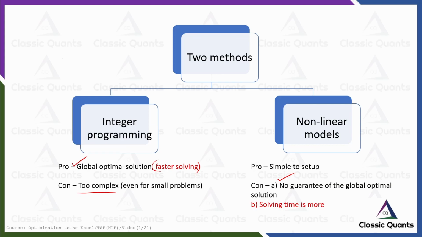But in this case, the reverse is true. That means the formulation is not very complicated. It is very simple to formulate or set up, but the solution takes time. As we have seen earlier also, the evolutionary solver takes more time compared to the GRG nonlinear and also simplex LP, and hence since we are using the evolutionary solver to solve this problem, it will definitely take more time compared to the integer programming approach. So let us see how to solve this problem using nonlinear programming. So come to the Excel sheet.